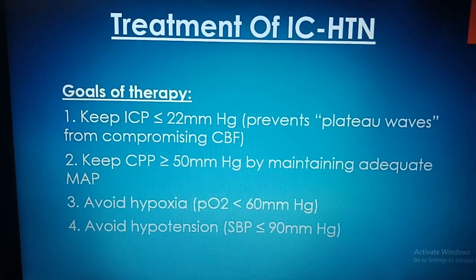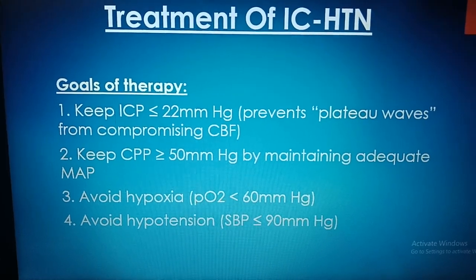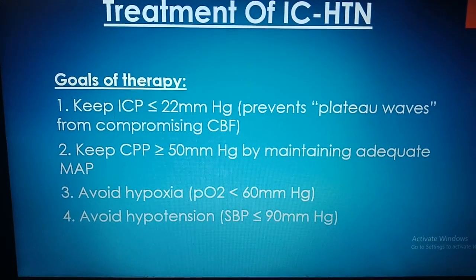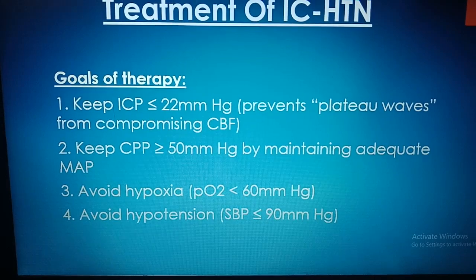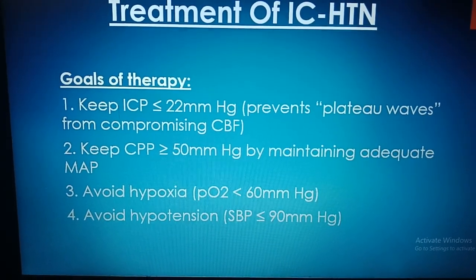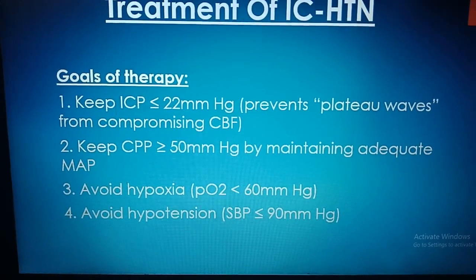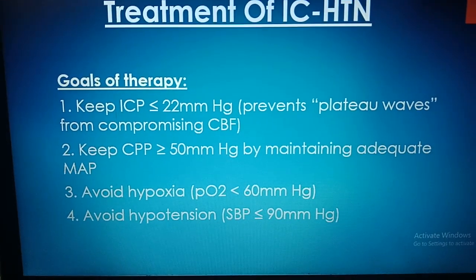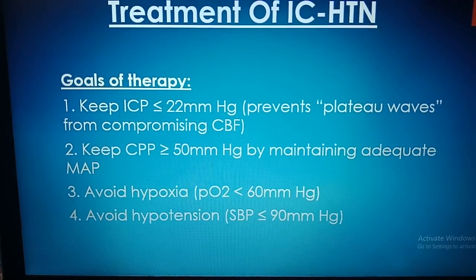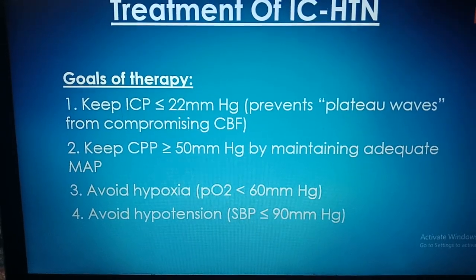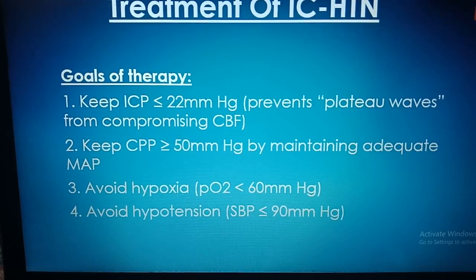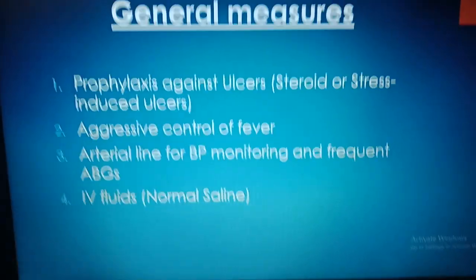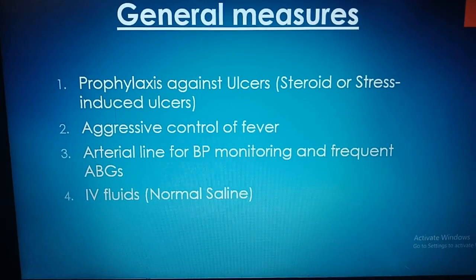The second goal is to keep the cerebral perfusion pressure above 50. That is, we have to maintain an adequate mean arterial pressure. And obviously we have to avoid hypoxia and hypotension, that is, we have to avoid oxygen dropping to less than 60, and we have to avoid blood pressure being low, less than 90 mm of mercury. Now there are some general measures and there are some specific measures.